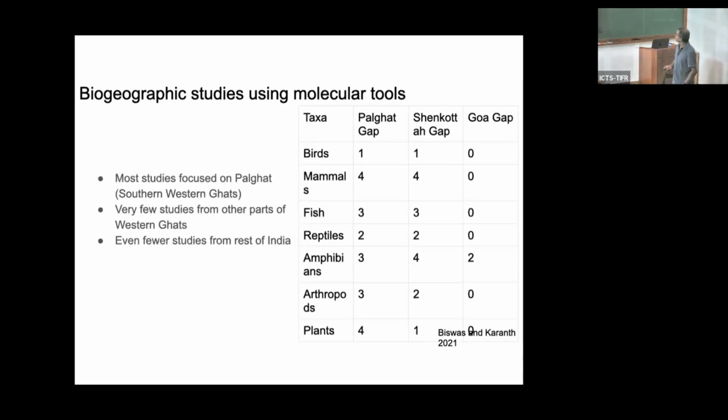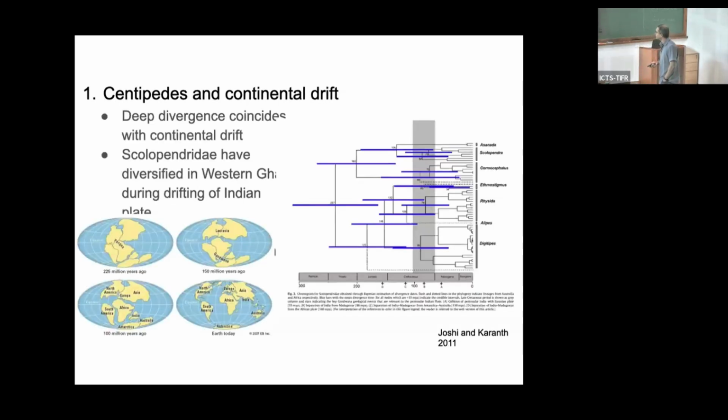So in terms of understanding modern biogeography, this is a review that was done by Biswas and Karanth. What they said is that there are very few studies. Most of the studies are in the southern Western Ghats, which is all of this, and there are very few studies from other parts of the Western Ghats and very few from the rest of India. That is actually changing quite a bit now. I'll just give you a few examples. One of them is the centipede.